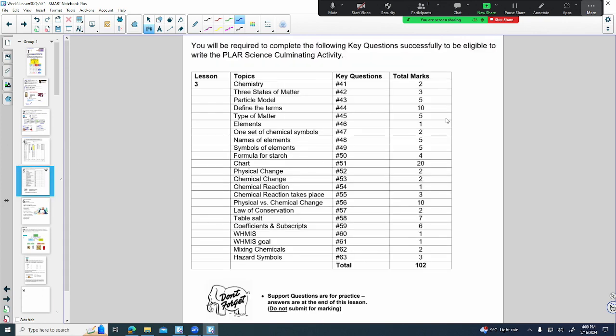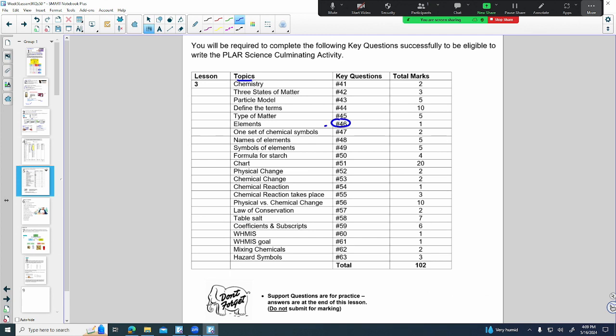And in your lesson book, in your lesson 3, you will see this. It's more detailed. It tells you the topics for each key question, and on the right hand side it gives you the total marks. As I mentioned, this is great for students who want to keep track of which key questions they're working on. If there's a key question that you're having problems with, you can skip over it, but you can put a circle on it and contact me.